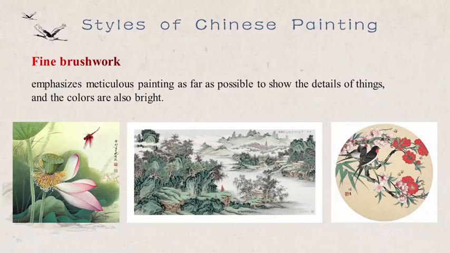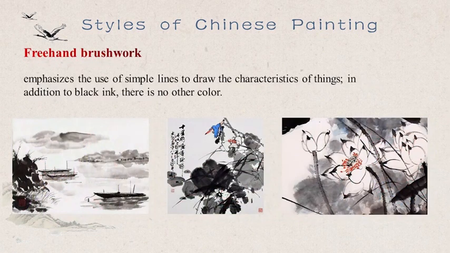The two basic styles of Chinese painting are fine brushwork and freehand brushwork. Fine brushwork emphasizes meticulous painting as far as possible to show the details of things, and the colors are also bright. Freehand brushwork, on the contrary, emphasizes the use of simple lines to draw the characteristics of things. In addition to black ink, there's no other color.